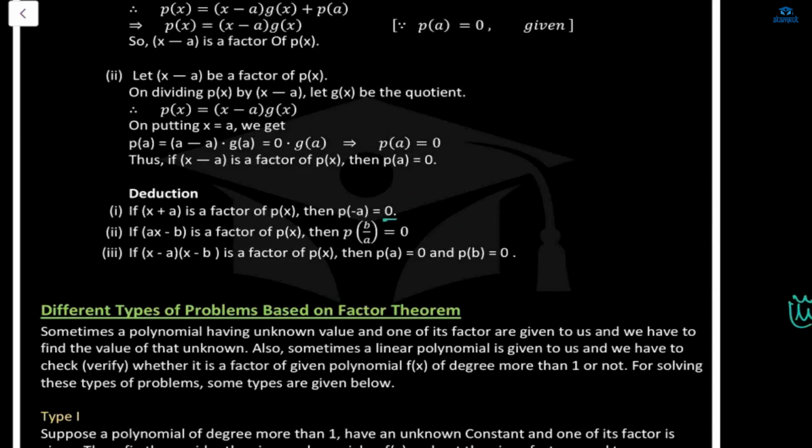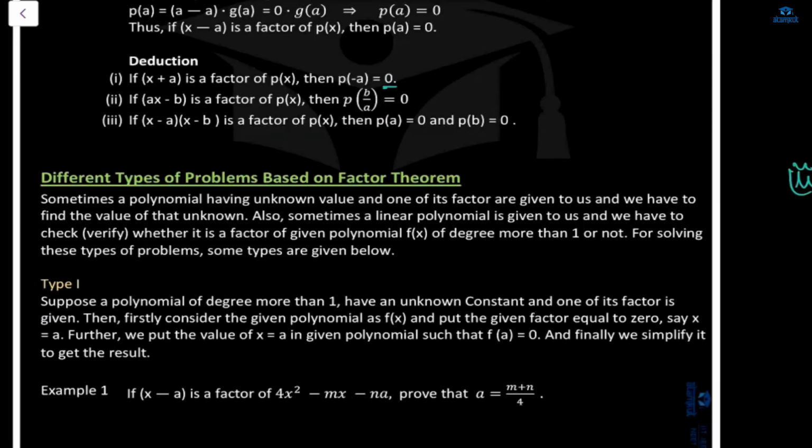Okay, similarly, if ax minus b is a factor of p(x), that means p(b/a) is equal to 0. Okay, so this is about the factor theorem. Now, related to the factor theorem, you will get two types of questions. Okay, what are the two types of questions here?